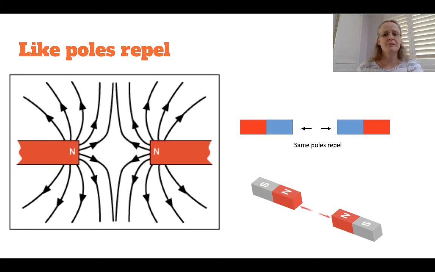Like poles repel, so north with north will try to push each other apart, and south to south would do the same thing. They try to push each other apart. This is called repulsion. And you can see the field lines form a very different pattern. They do not want to travel from north to north, and they repel each other.